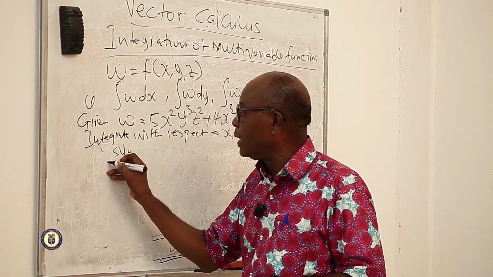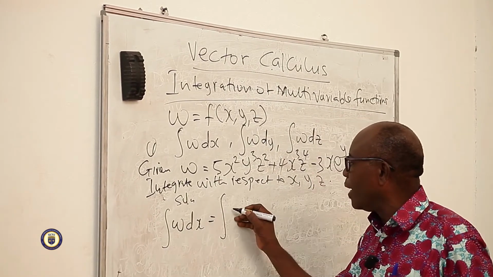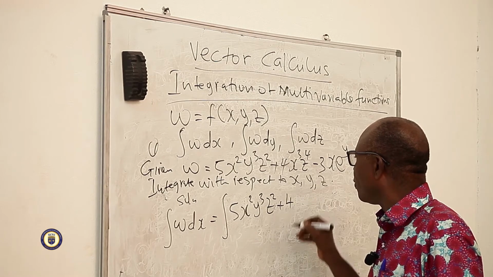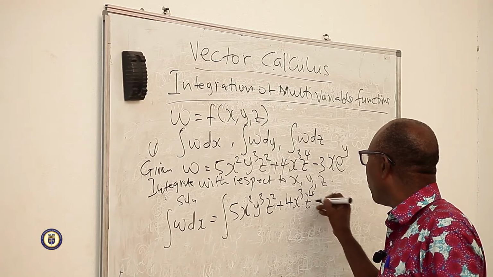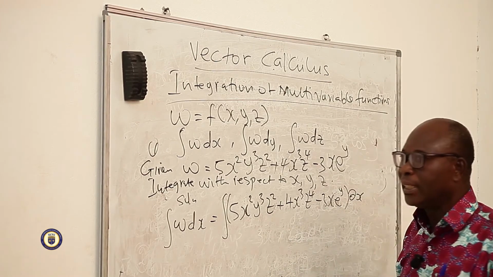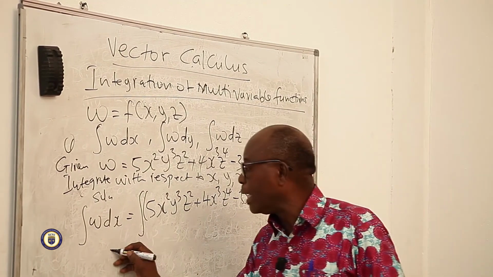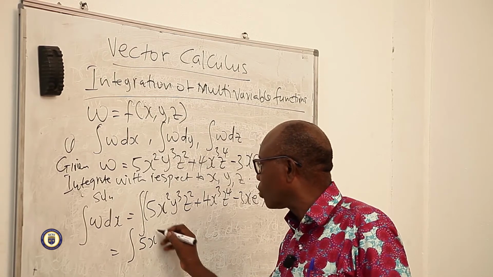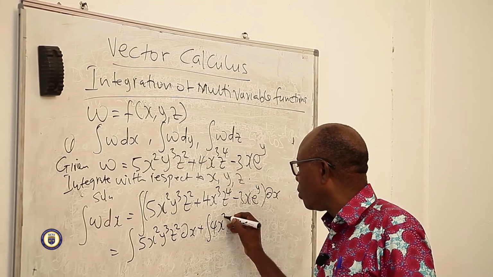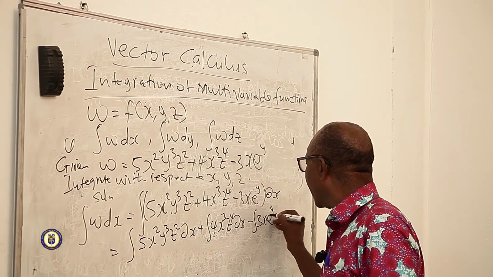We take the first one, we integrate w with respect to x. And so that will be the integral of w, giving us 5x squared y cubed z squared plus 4x cubed z to the 4 minus 3x exponential y. We integrate it with respect to x. I put this partial sign to show that we are integrating with respect to x. So we keep the other variables as constant. So let's do it term by term. So we integrate 5x squared y cubed z squared with respect to x, plus integrate 4x cubed z to the 4 with respect to x, minus integrate 3x exponential y with respect to x.